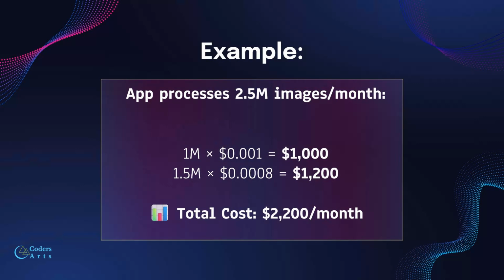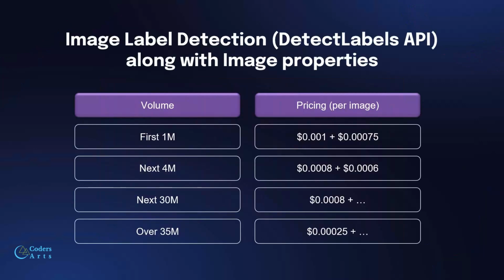On top of this, if you also want to analyze the image for its quality or dominant colors, then you'll need to use image properties, which is an optional feature of the detect labels API, and you'll need to bear additional costs for that. So for the first 1 million images, you will need to bear an additional charge of $0.00075, and for the subsequent 4 million images, you will need to bear an additional charge of $0.0006 per image.